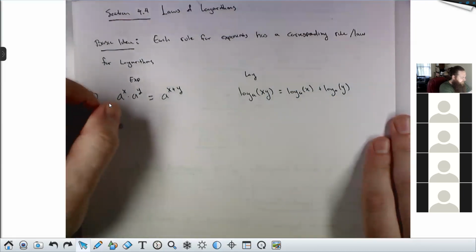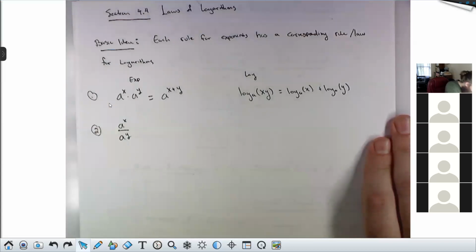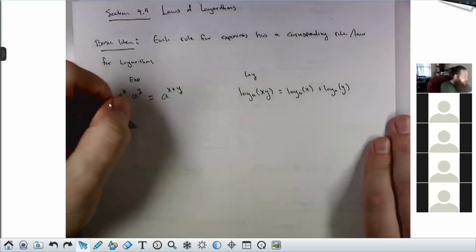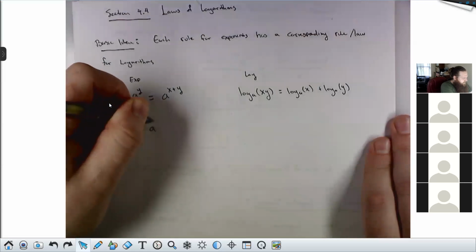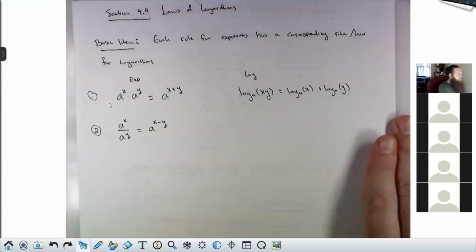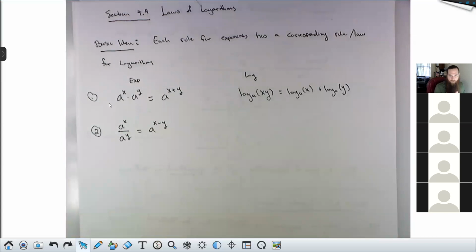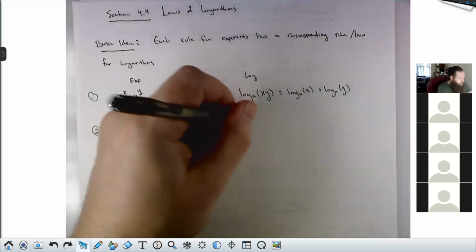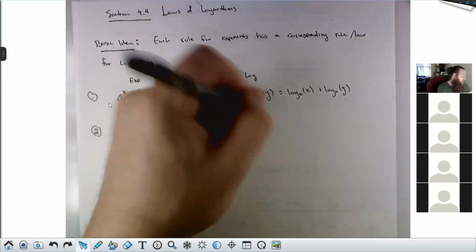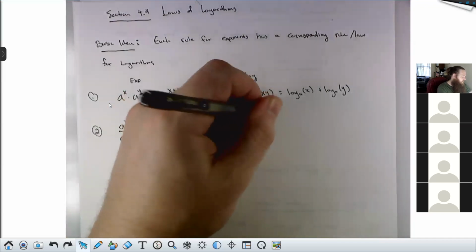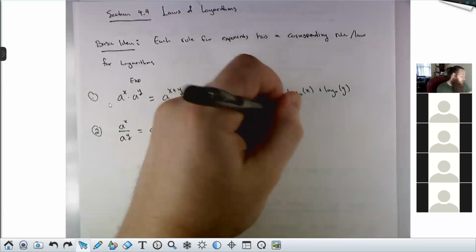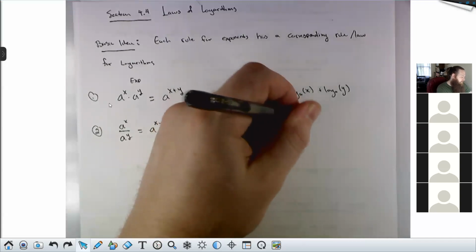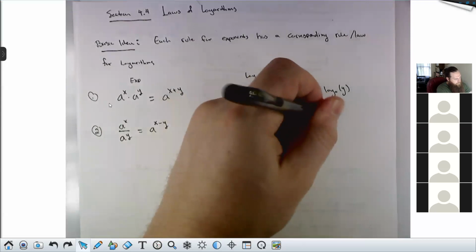If you divide like bases, a to the x divided by a to the y, then this is the same as a to the x minus y. Those rules for exponents. The logarithm equivalent is that the log, regardless of the base, of a ratio is the log of the top minus the log of the bottom.